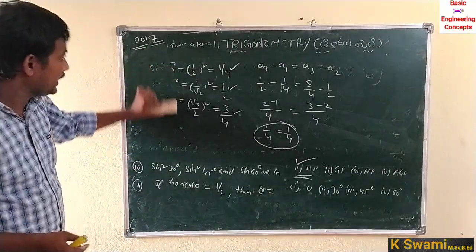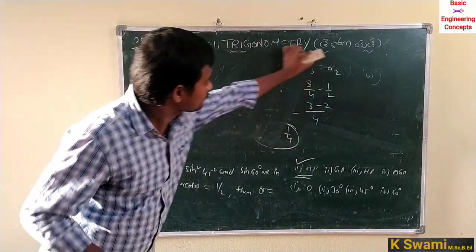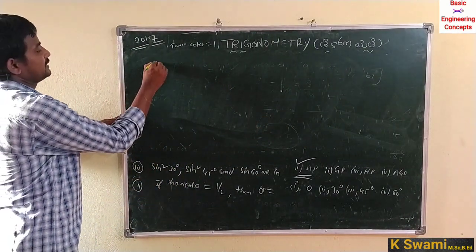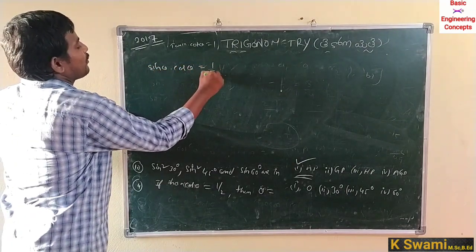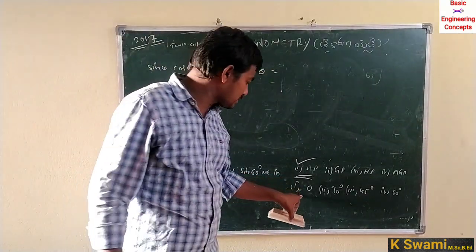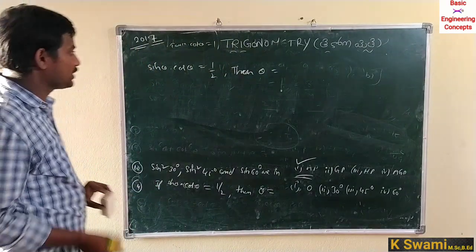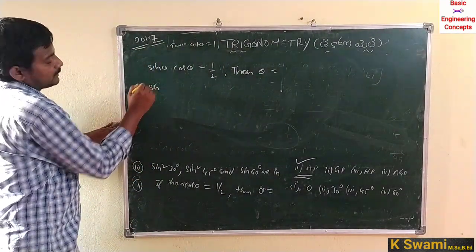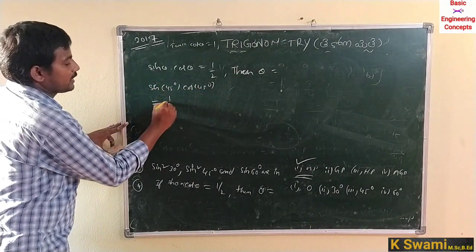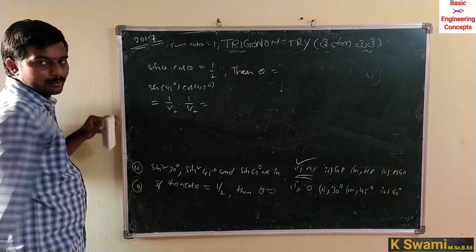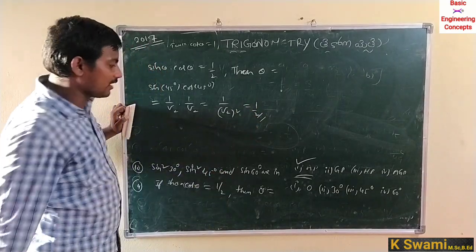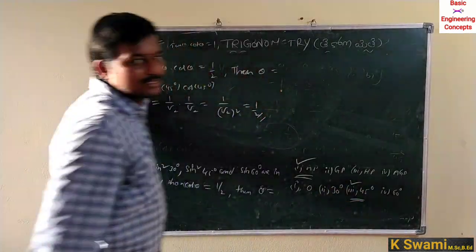The final question in 2017: sin theta into cos theta is equal to 1 by 2. Then theta is equal to, with given options 0, 30, 45, 60. We know that sin 45 degrees into cos 45 degrees, where sin 45 degrees is 1 by root 2 and cos 45 degrees is 1 by root 2, gives 1 by root 2 into 1 by root 2, which is 1 by root 2 whole square, equal to 1 by 2. The correct option is 45 degrees. Theta is equal to 45 degrees.